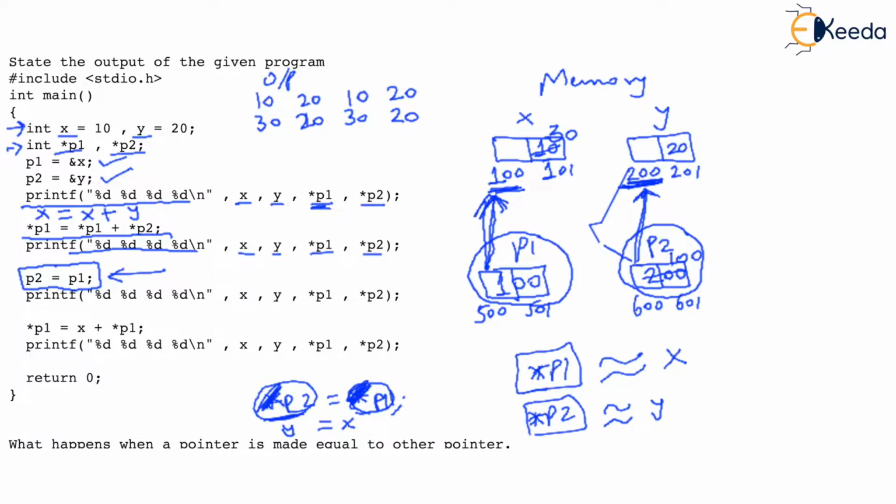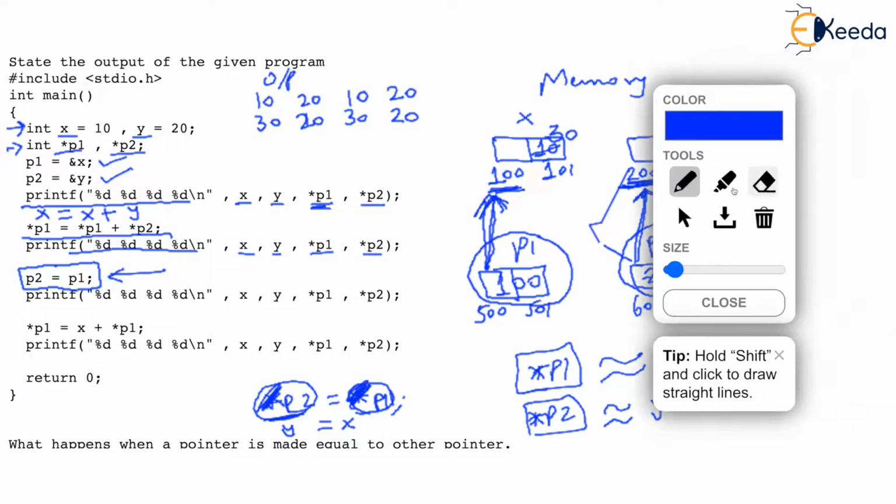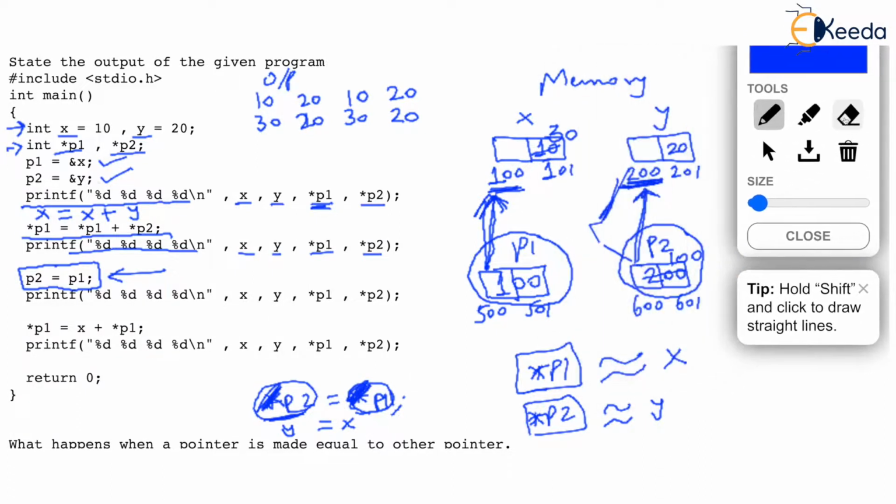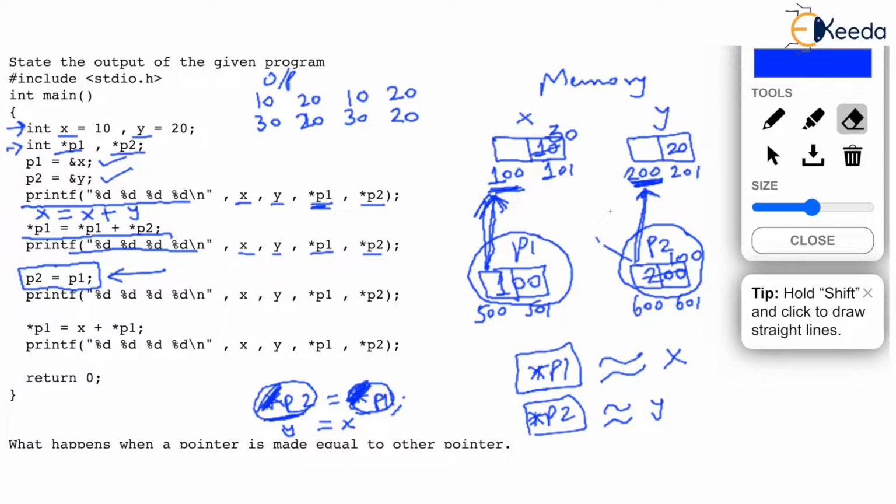Oh, I'm so sorry. Wait a minute. Give me some time. Okay. Just see p2 will not point to 200, correct?